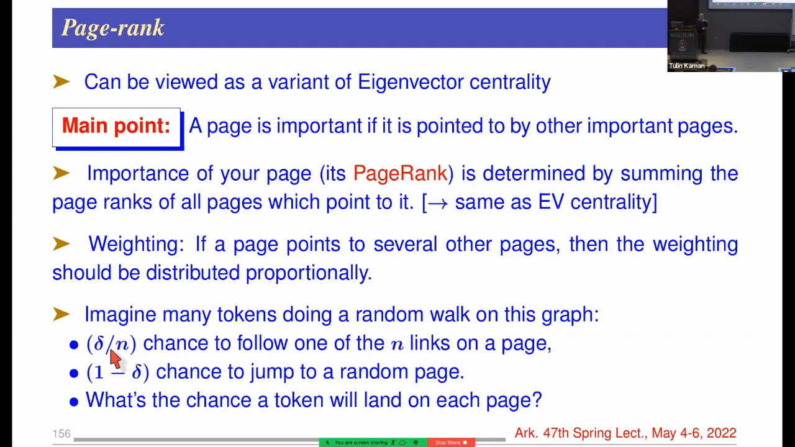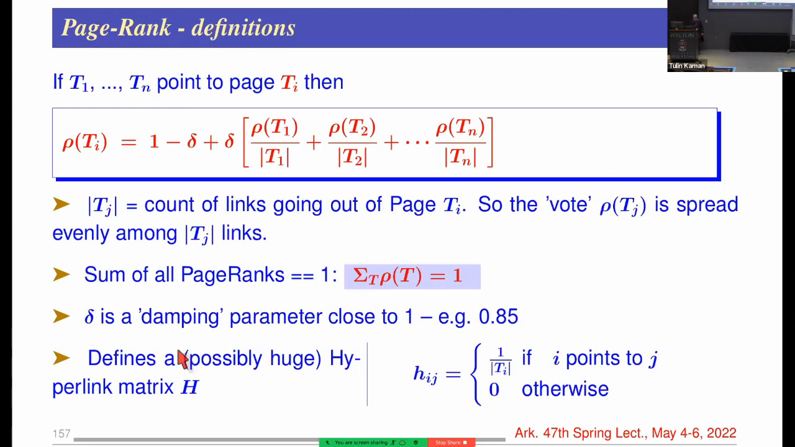So in that case, it's just 1 over n, n being the number of edges at a given node. So you distribute equally the probability of jumping to any of the neighbors. And then the question is, where is the token after a very long time? It's exactly the question we asked when we looked at the Markov chains. So here is the equation you get. Again, assume for simplicity that delta is equal to 1. Then this is exactly the rho of t of 1 times the probability of going from t1 to ti, etc.